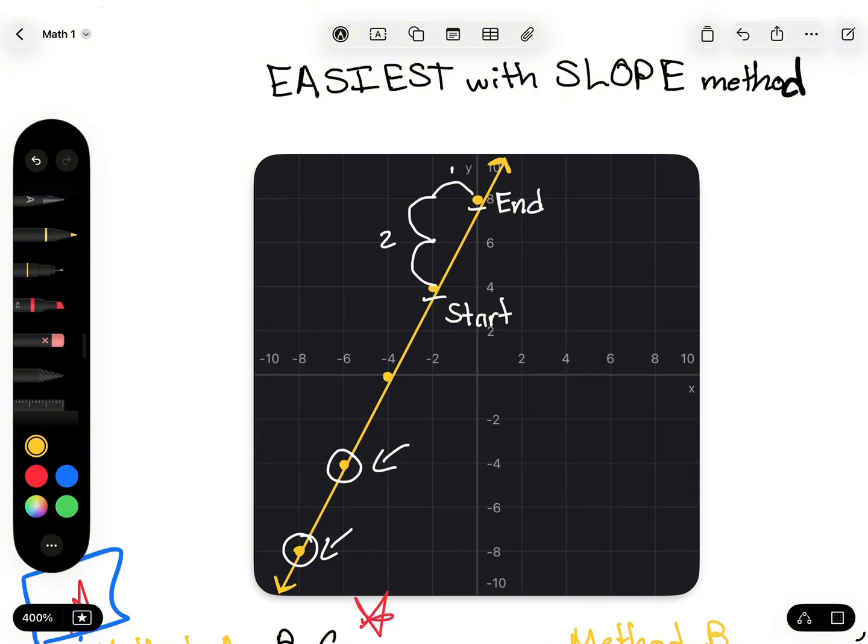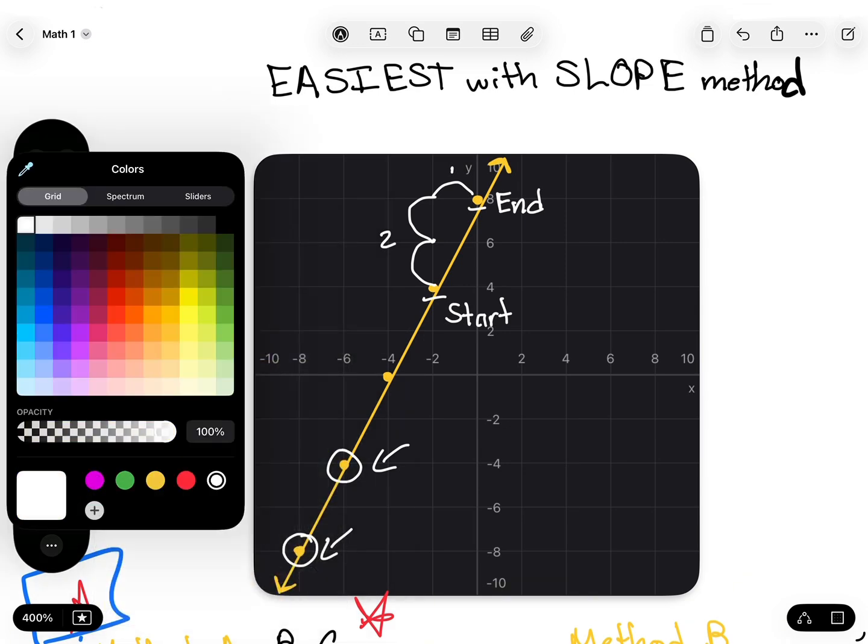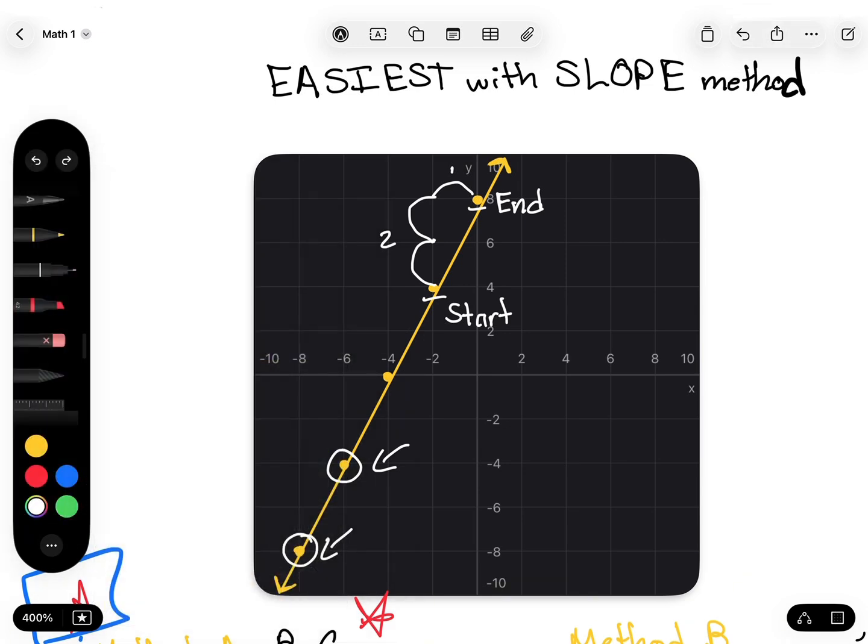First, what I did is I rised. So this means that I figured out how many hops it would take for me to get to this level, because this is our end point. So I went up 2, because it took me 2 to hit this line. And then I did the same, but horizontally. It took me 1 hop to get here. So our rise is this, and our run is that.